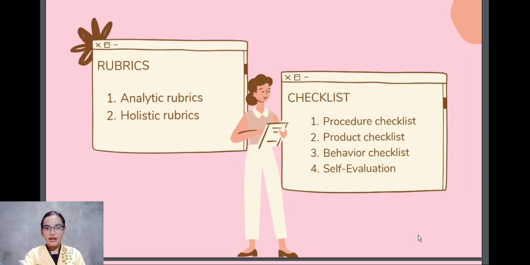In checklists, on the other hand, we have procedure checklists, which are more on the process of an action or a work being done by the students. Then next is the product checklist, which evaluates the product created by the students. And the behavior checklist evaluates the attitude of the students, how they interact and communicate with teachers and other students. Then self-evaluation, which is used to evaluate themselves.